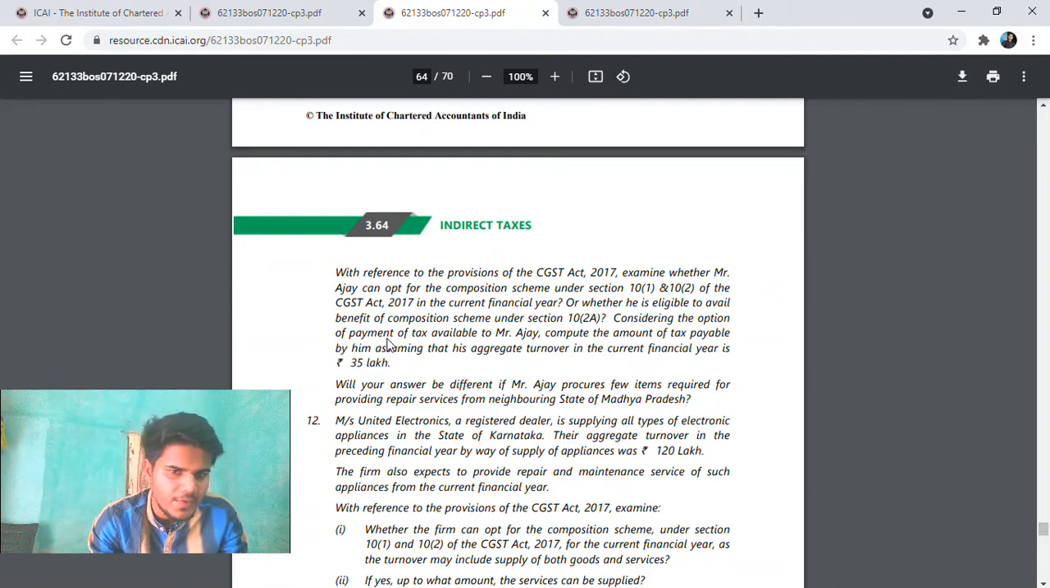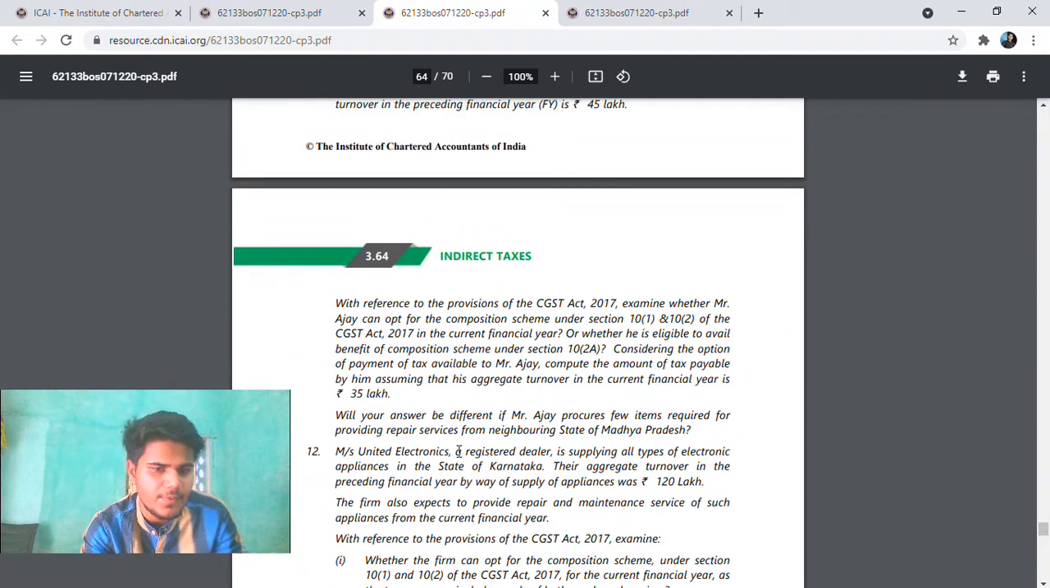or whether he is eligible to avail the benefit of the composition scheme under section 10(2)(a). Consider the options of payment of tax available to Mr. Ajay. Compute the amount of tax payable by him, assuming that his aggregate turnover in the current financial year is 35 lakh rupees. And will your answer be different if Mr. Ajay procures a few items required for providing repair service from the neighboring state of Madhya Pradesh?